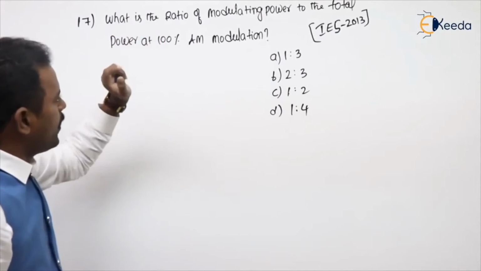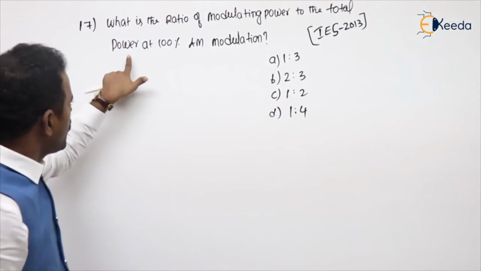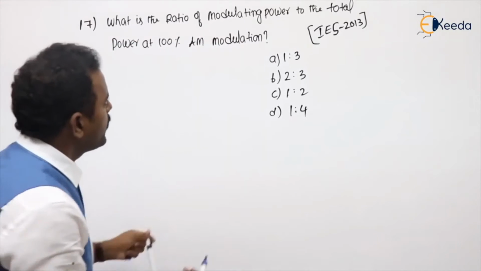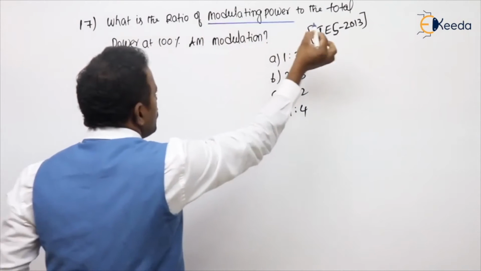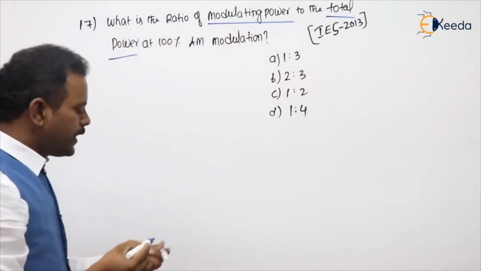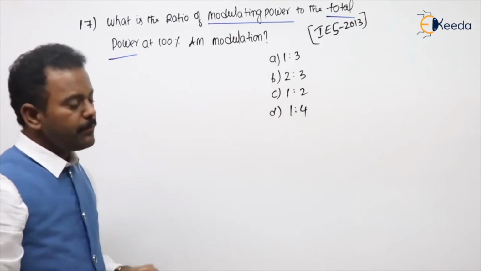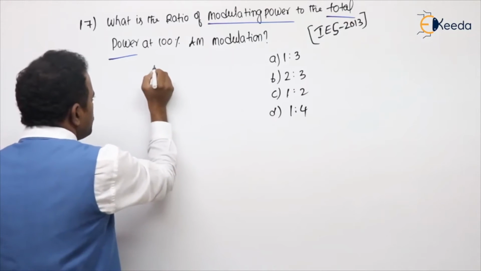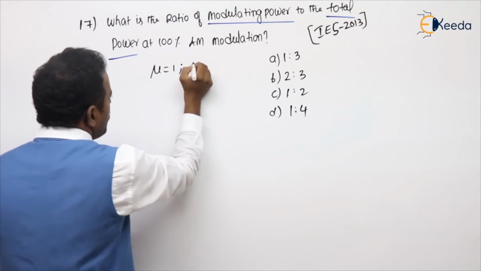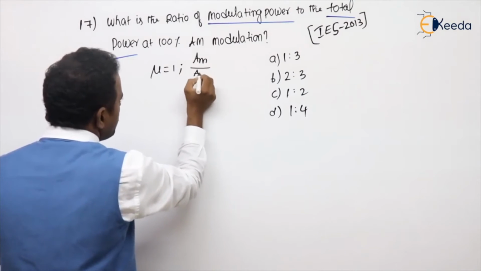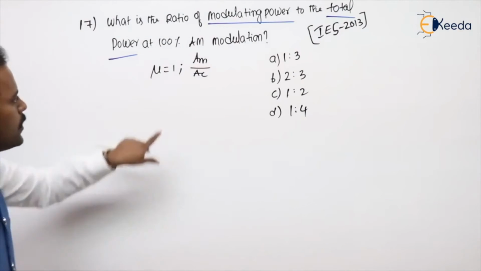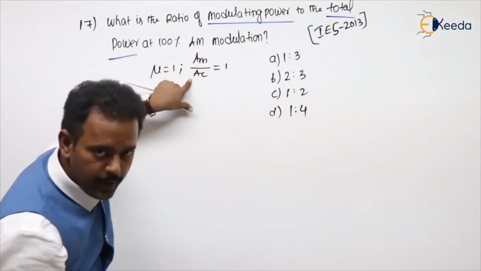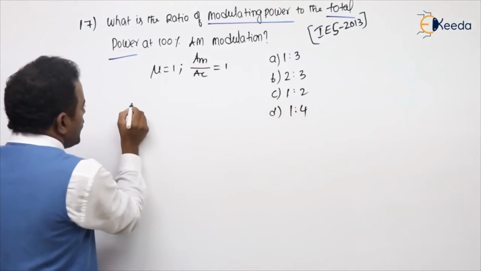See, what is the ratio of modulating power to the total power at 100% AM modulation? What is it asking? Modulating power to the total power. Modulating means what, students? Message. Message to the total for 100% modulation. 100% modulation means what is the mu value? 1. That is nothing but Am by Ac. So mu value 1 means Am and Ac values are equal. So directly I am taking that ratio.